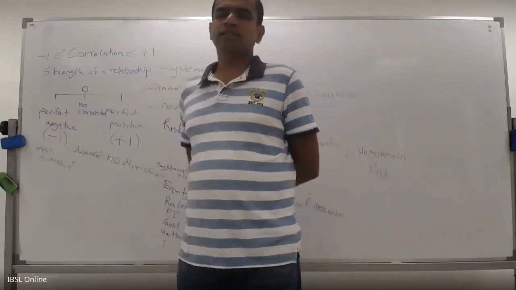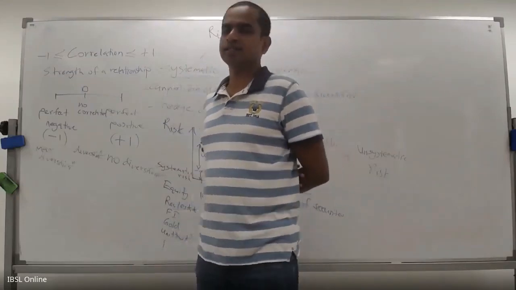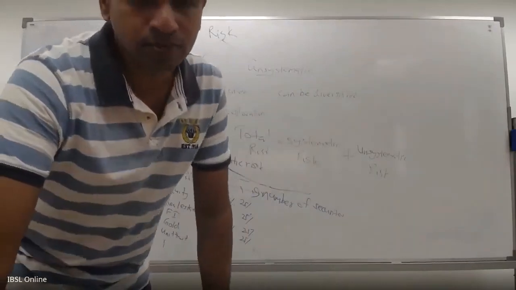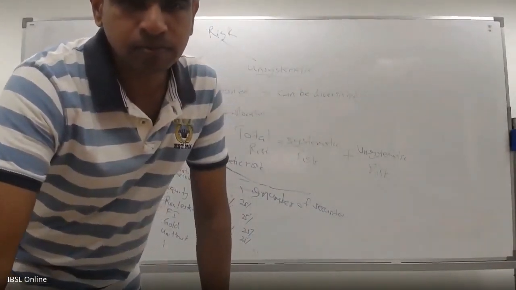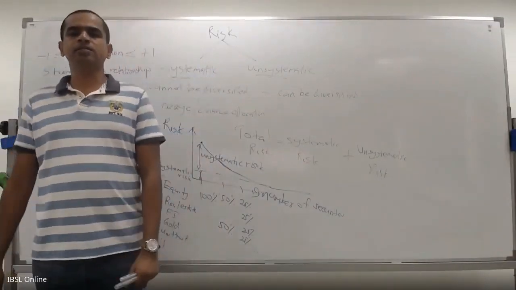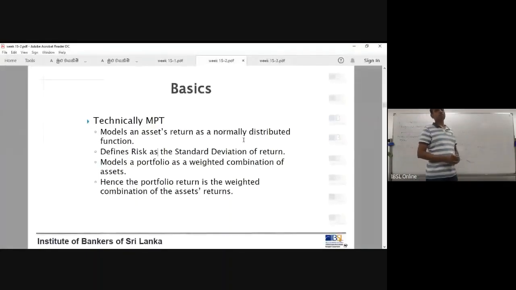Modern portfolio theory models an asset's return as a normally distributed function, and it defines risk as the standard deviation of returns. Risk is the standard deviation of a return.